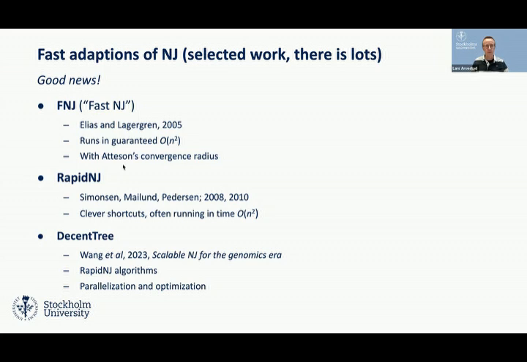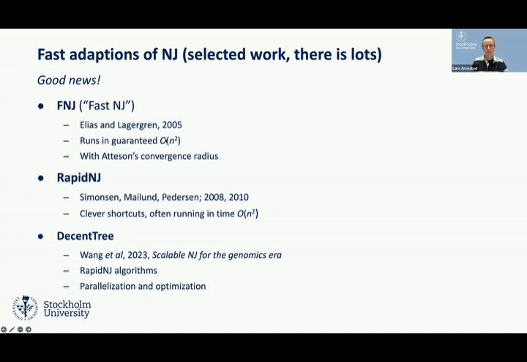And Simonsen and Pedersen worked on a tool they called RapidNJ, in which they start off with neighbor joining and try to find shortcuts in the computation that work most of the time. And you often get a runtime which scales quadratically, if you may accept that phrase. But you are essentially computing the true neighbor joining algorithm still, and therefore you have very nice behavior and nice accuracy in the estimation.